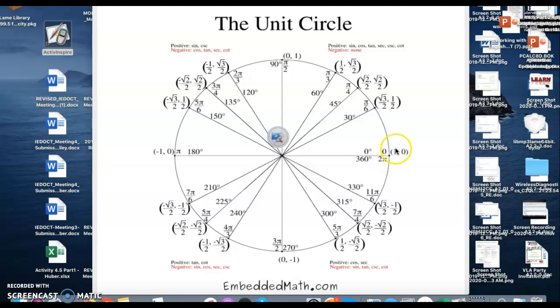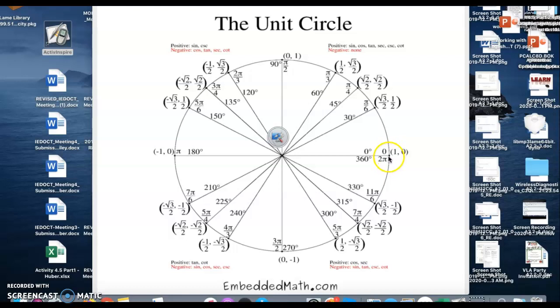Same thing with cosine. Cosine of 0 is 1, cosine of pi over 2 is 0, cosine of pi is -1, cosine of 3 pi over 2 is 0, and then at 2 pi we're back where we started. So it took us a full 2 pi radians to complete a period of that graph.